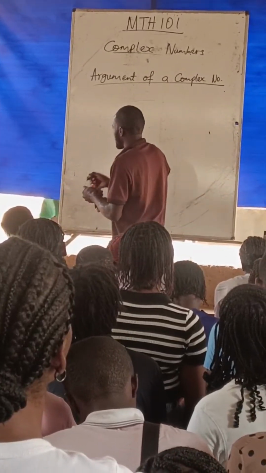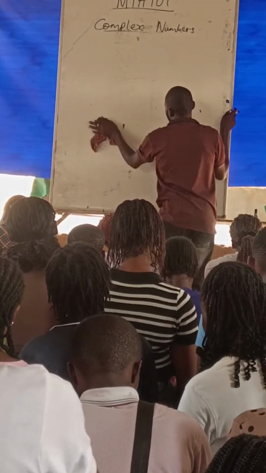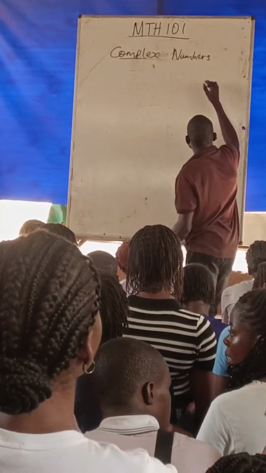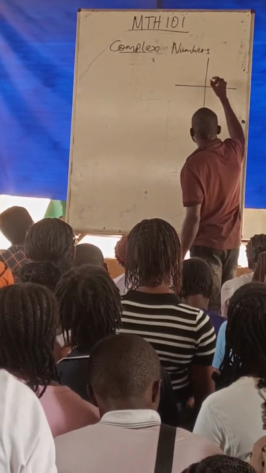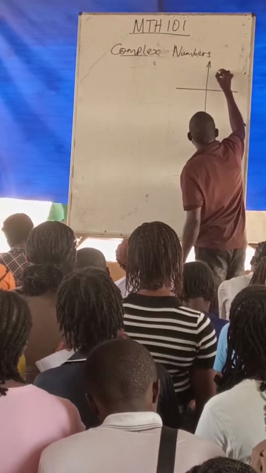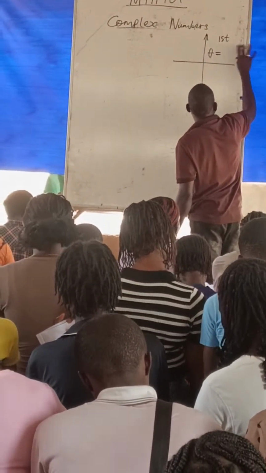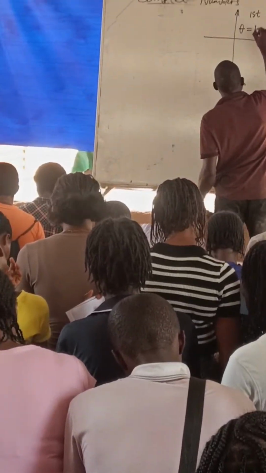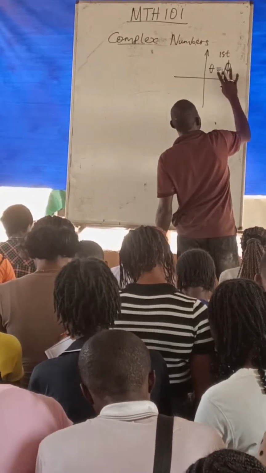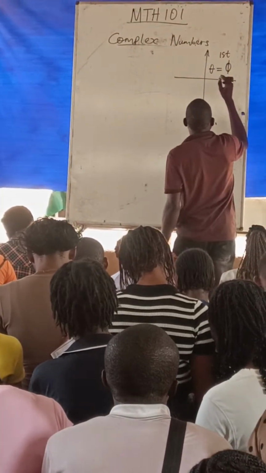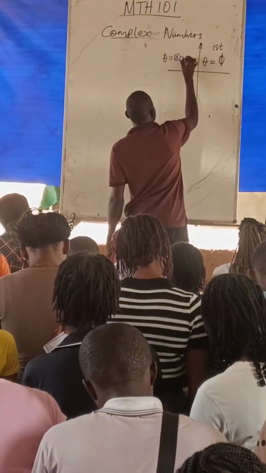Okay, before then, I want you to copy this diagram again. Copy this diagram. In the first quadrant, theta is equal to this. Write the diagram. Then in the second quadrant, theta is equal to 180 minus this.